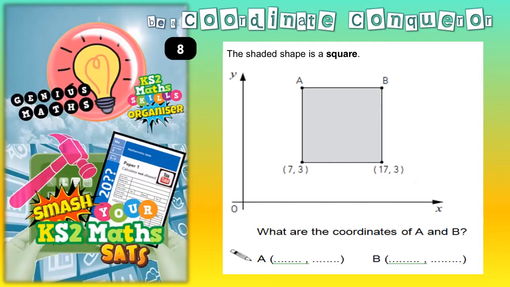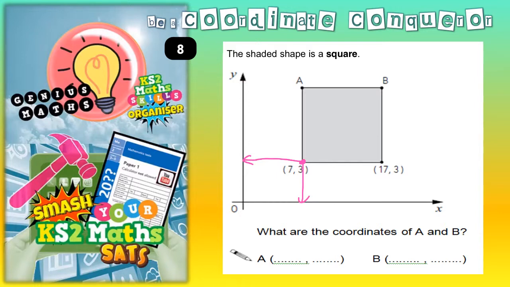Question number 8. The shaded shape is a square. What are the coordinates of A and B? Well, what we're going to do first of all is go from this point, drop a line down and a line across, and figure out which of the two numbers, 7 and 3, those arrows are pointing to.